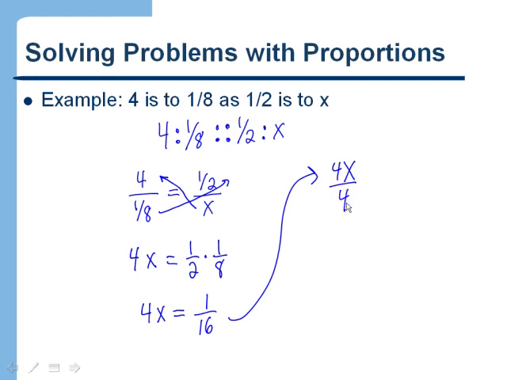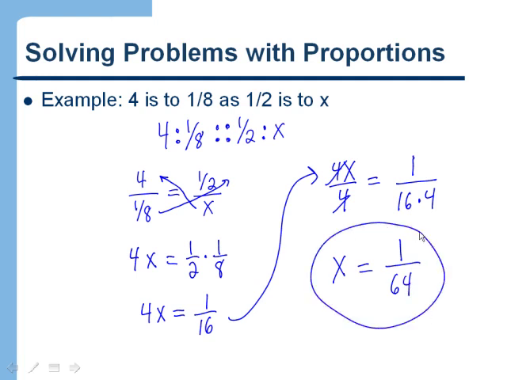So that I get 4x divided by 4 is equal to 1 over 16 times 4. In other words, the 4 goes on the bottom on both sides. And of course, on the left-hand side, the 4's cancel out, and I'm just left with x. And on the right-hand side, I get 1 over 64. And so that's the answer to this problem, that x is 1 over 64, or 1/64.